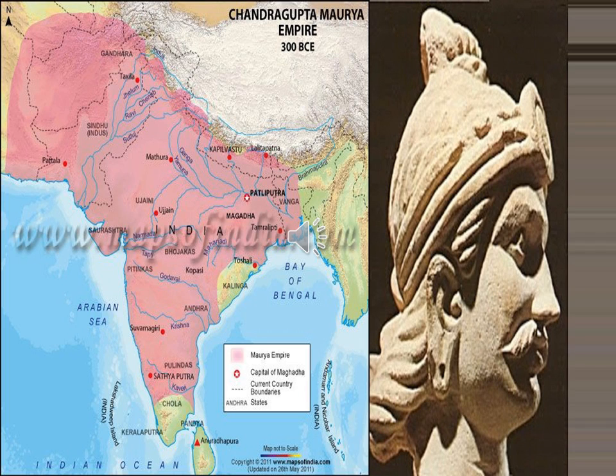At the time of Bindusara's death, a large part of the Indian subcontinent had come under Mauryan power. The Indian subcontinent includes India, Pakistan, and Afghanistan. Then who succeeded Bindusara?